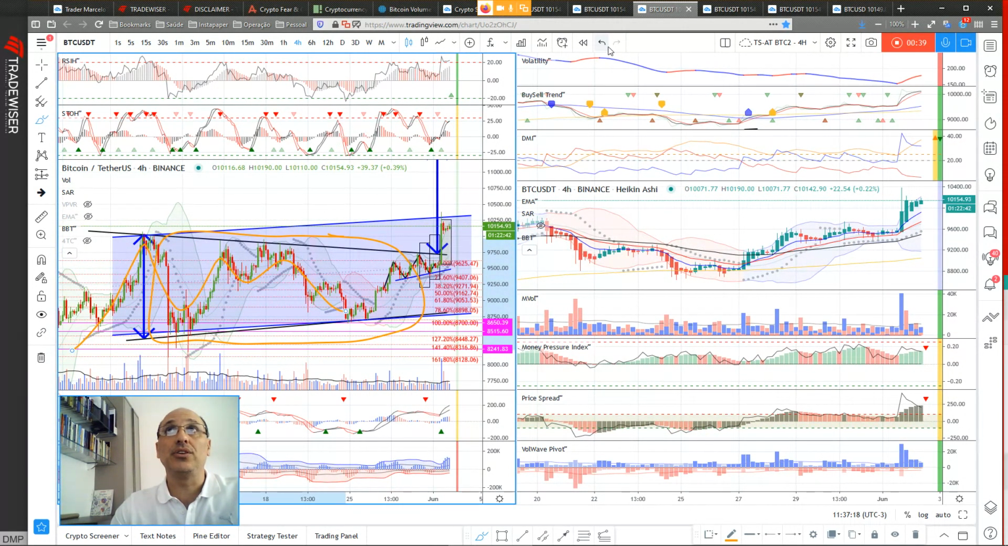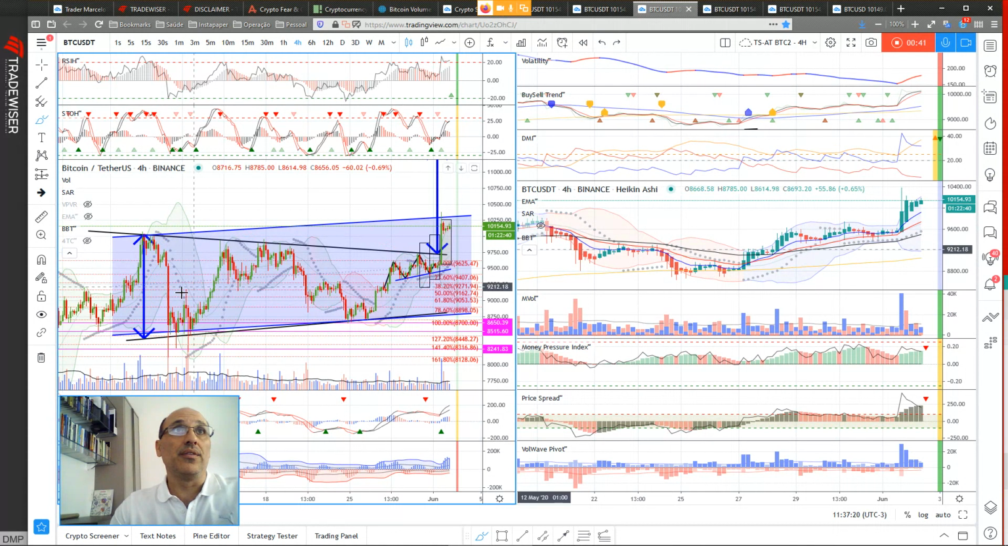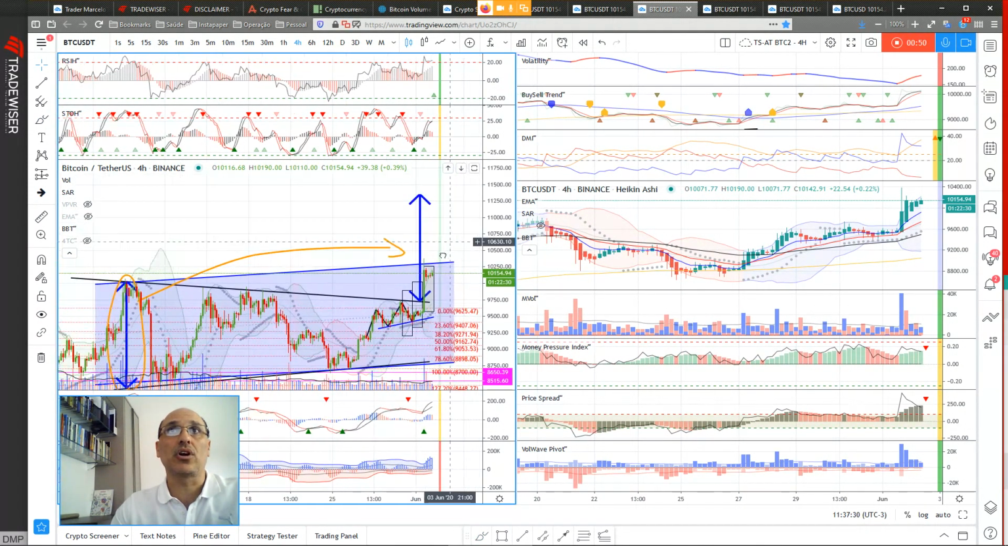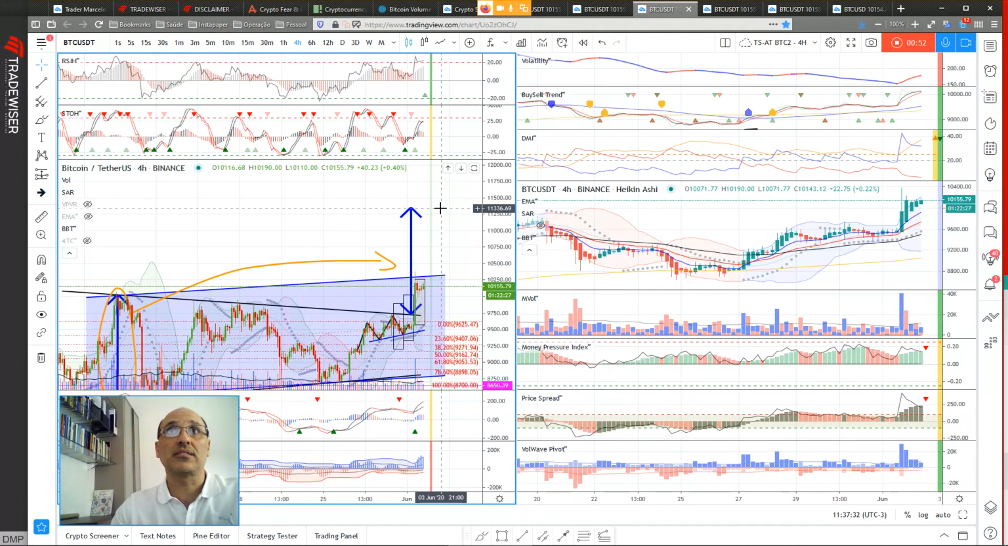So what did I do? I moved the entrance of this triangle to this point right here, to see what the target price could look like, and it looked like something around 111,350. Let's see how that's going to go.